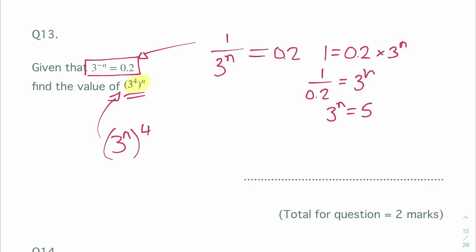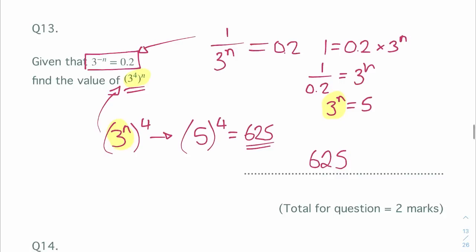So now we know that you could write this as 3 to the power of n here. We know that 3 to the power of n is equal to 5. So we can just replace 3 to the power of n with the 5. So we would just have 5 to the power of 4. And 5 to the power of 4, which you can type into your calculator, is 625. So there we go. And that is a relatively difficult sort of laws of indices problem there. Okay, so there we go, on to our next question.